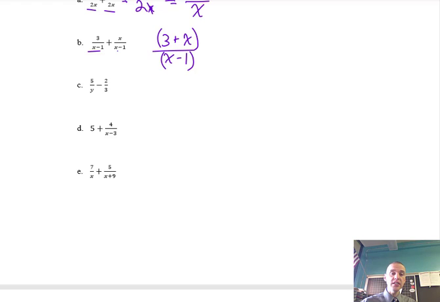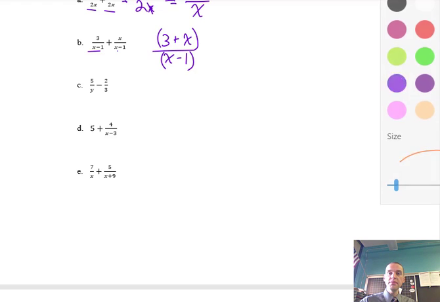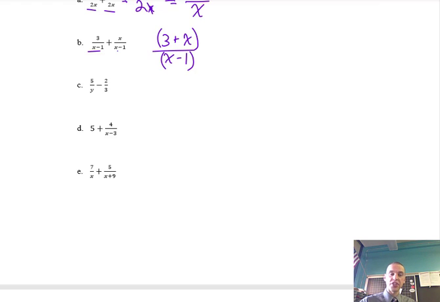In c, if we look at c, y and a 3. In this case, since one's a number, one's a variable, all we're going to do is multiply them together. So, what do I need to make a y into a 3y? Multiply by 3 over 3. And the 3 I need to multiply by y divided by y to get 3y. Therefore, I'm left with 15 over 3y minus 2y over 3y.